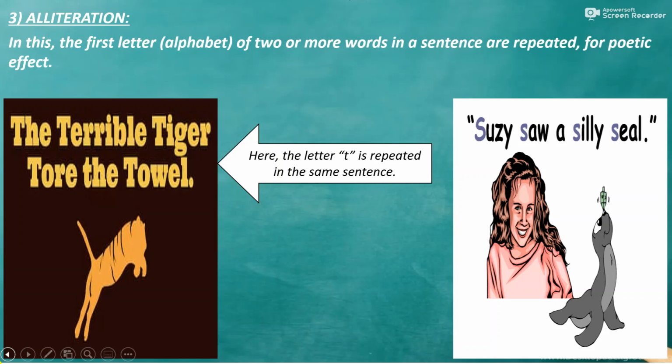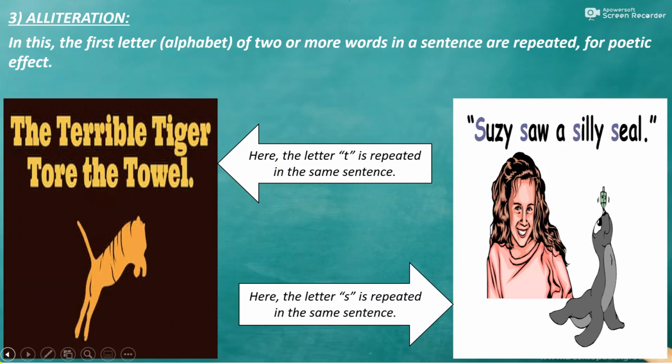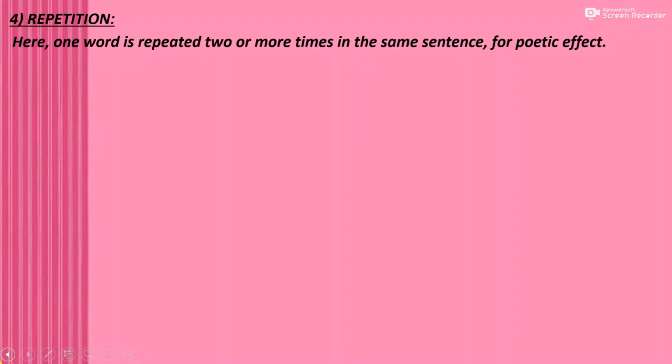Similarly, in the second sentence, Susie saw a silly seal. Here again, the sentence has 5 different words. But if we look carefully, 4 of the words start with the same letter S. Therefore, this sentence is also an example of alliteration. So I hope that till now you have understood at least the 3 basic and the simplest figures of speech. Moving to the next one, it is repetition.